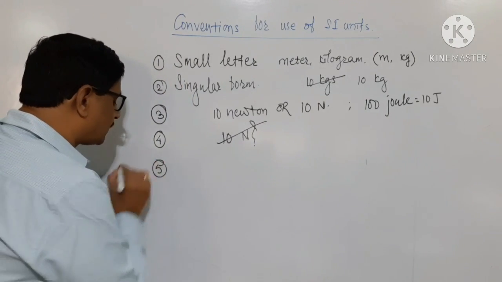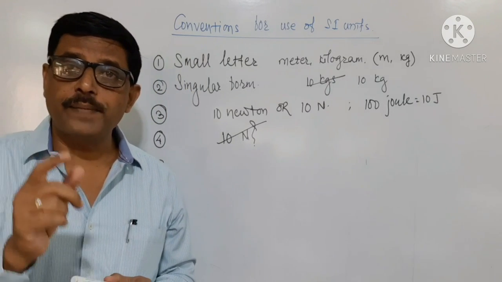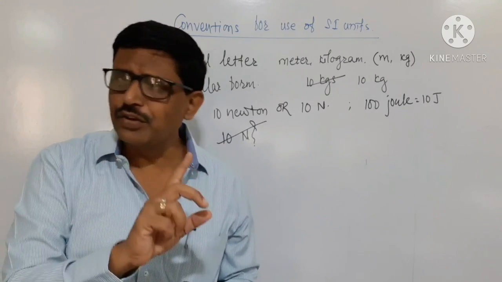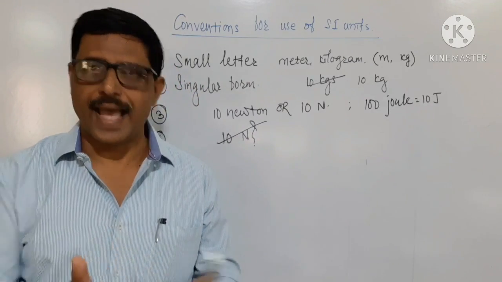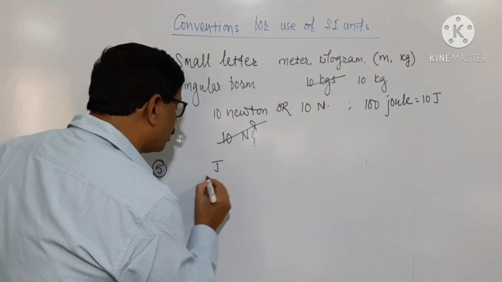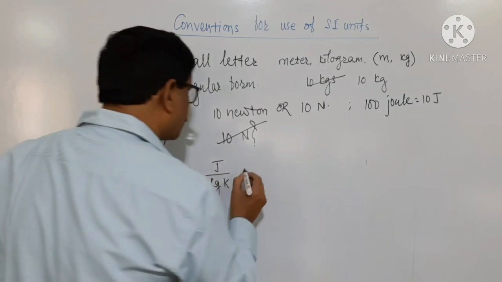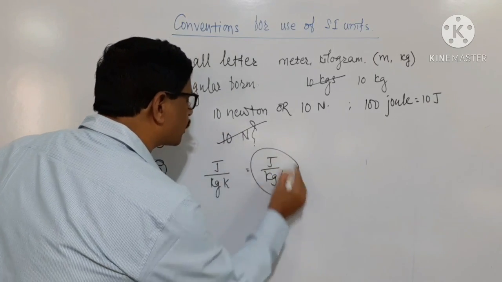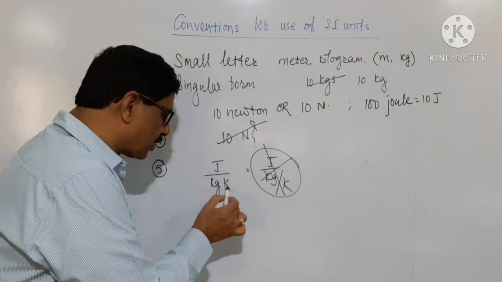The fifth thing is that there should not be multiple ratios in a unit. One numerator and one denominator is sufficient. As an example, the unit of universal gas constant is joule per kilogram per Kelvin. You should not write it as joule per kilogram per Kelvin with multiple divisions. This is not correct. You should write it as joule per kilogram per Kelvin.